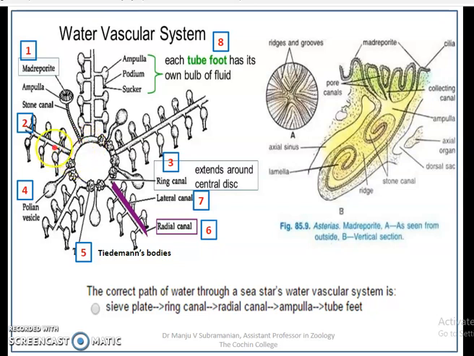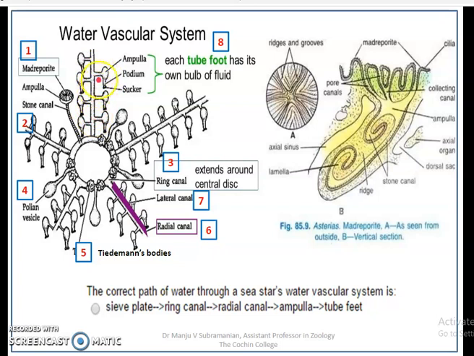Here you can see the 5 radial canals: 1, 2, 3, 4 and 5. 5 radial canals are there in Asterias. And this radial canal runs forwards. It runs forwards from the 5 angles of the ring canal externally.